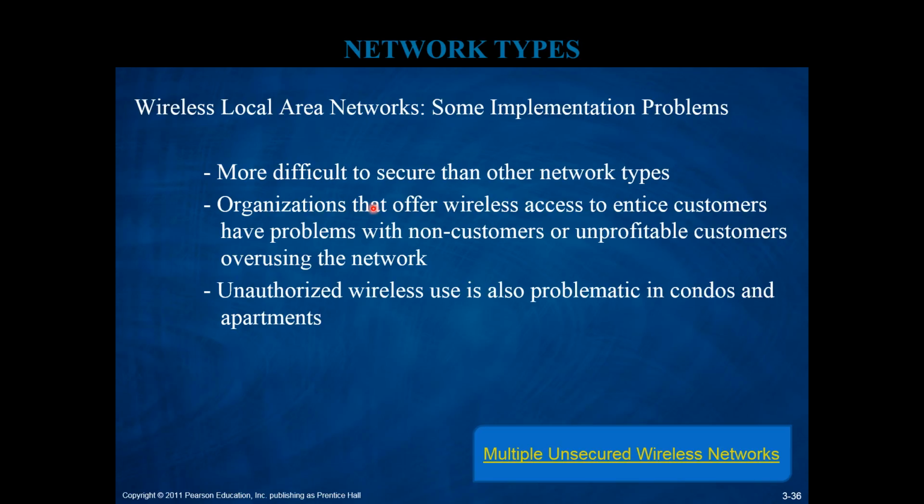Some implementation problems with wireless local area networks, involving both Wi-Fi and WiMAX, are that they are very open networks and more difficult to secure than other types of networks. Basically, the transmission is over the air interface, and anybody who comes close enough, within the area where the signal is broadcast, can in theory get on that network.